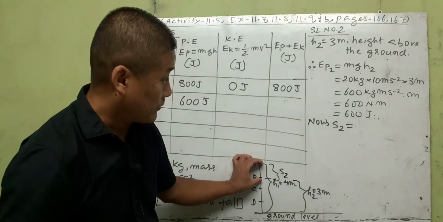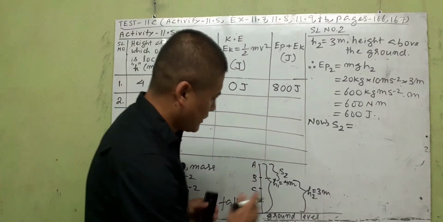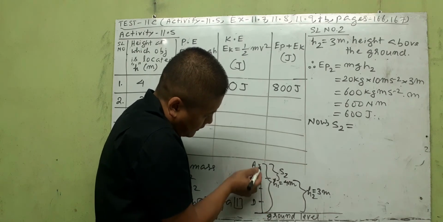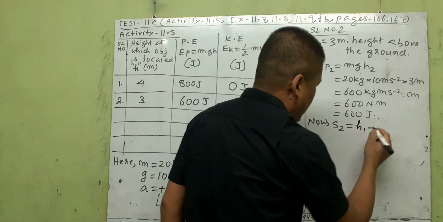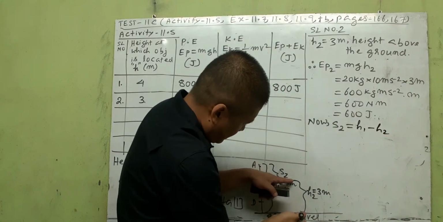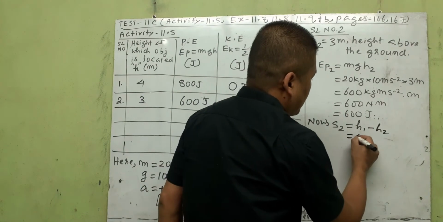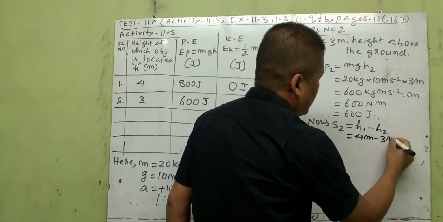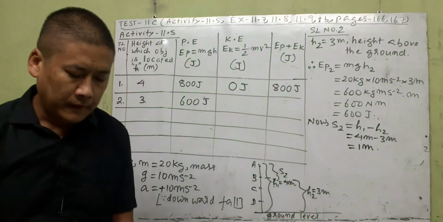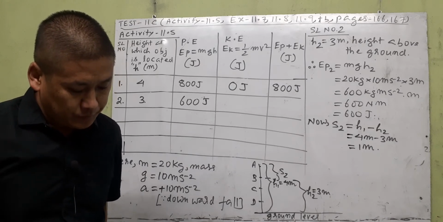The distance traveled in serial number 2, when it is at 4 and has fallen to 3, means it has traveled this much, and we know S2 is here. See, from here to here is H1 minus H2, 4 minus 3, so it has traveled 1 meter. So this is 4 meters minus 3 meters. So the distance moved is 1 meter. We need this for kinetic energy. We're going to do it in a slightly different way from serial number 2. So we have S2 now.